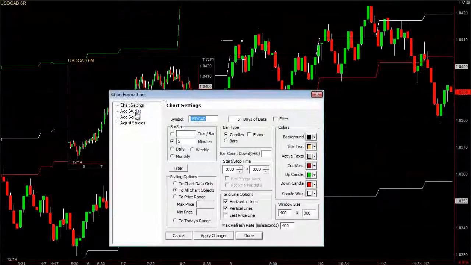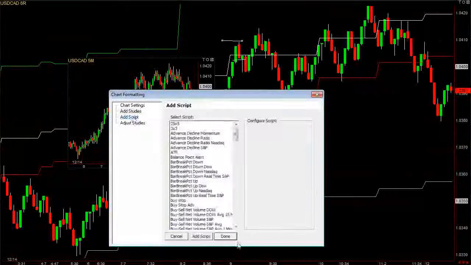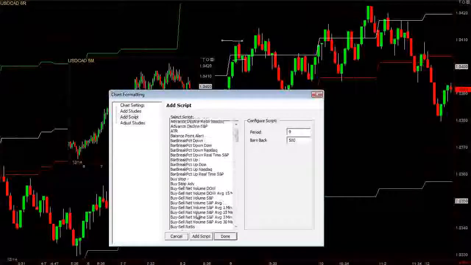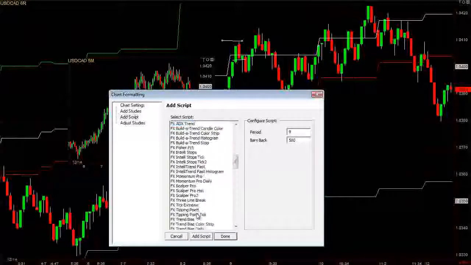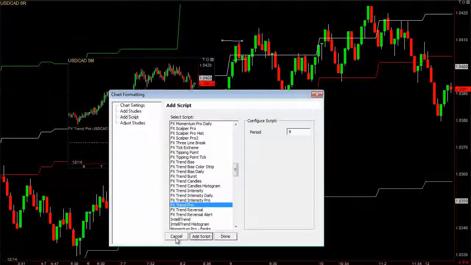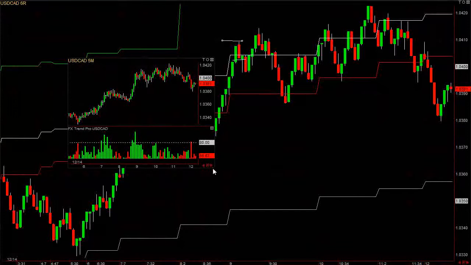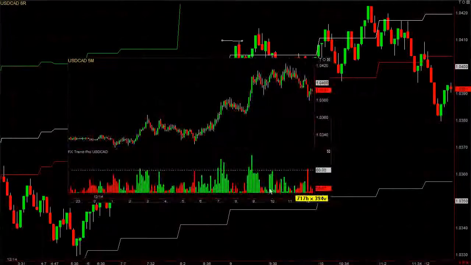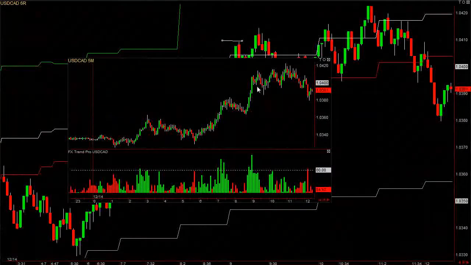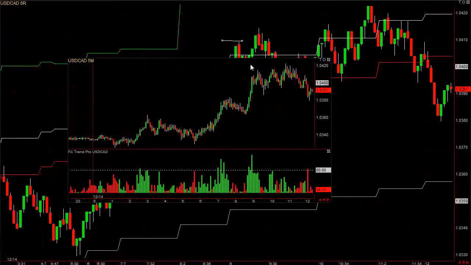You have the FX Trend Pro on here. Sorry about that. And this is going to show you statistically how strong or weak it is at that time. So at that time, the first time it came up here, it was extremely strong. After this point right here, you can see the strength disappeared. So after about 9:10, you could look for a sell.